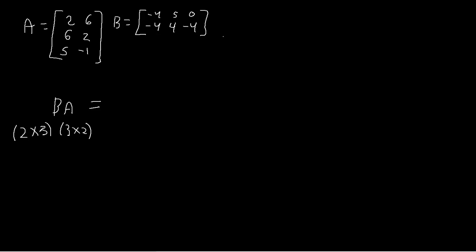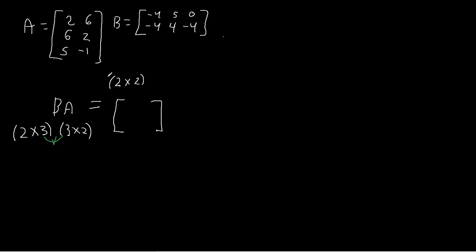As always, the first thing you want to do is check whether your inner dimensions match. Does this 3 match this 3? It does, so we're good and we can continue the multiplication. The next thing we do is look at the outer dimensions. BA is going to have 2 rows, and it's also going to have 2 columns. So if we do B times A, we're going to get a 2 by 2 matrix.